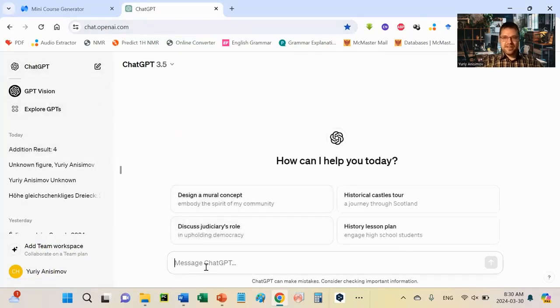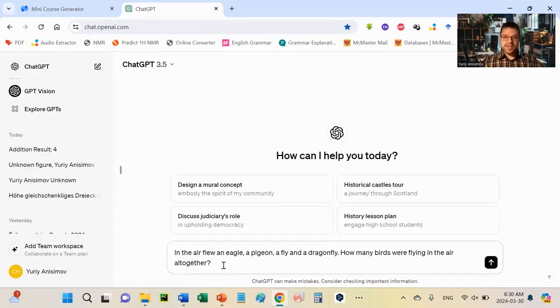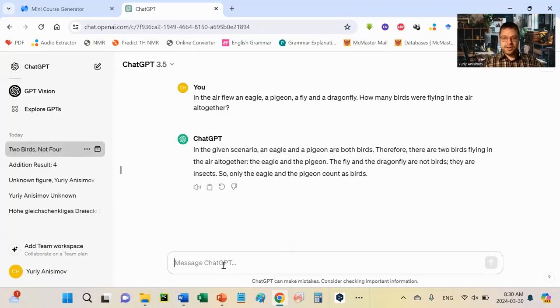Again, new chat. And here I will type a problem that I saw one time on a first grade math Olympiad. It's a pretty interesting problem. In the air flew an eagle, a pigeon, a fly, and a dragonfly. How many birds were flying in the air altogether? That's the question. In the given scenario, an eagle and a pigeon are both birds. Okay, therefore, there are two birds flying in the air, an eagle and a pigeon. The fly and the dragonfly are not birds, they are insects. So only the eagle and the pigeon count as birds.